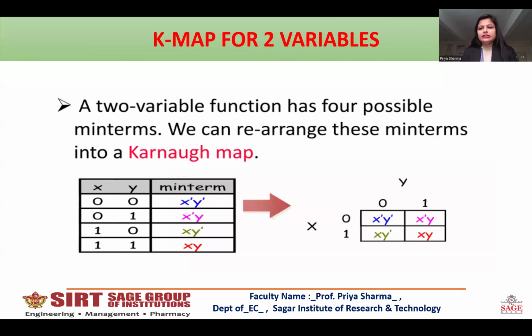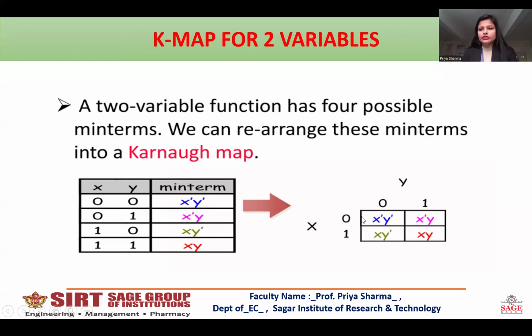First of all, we'll discuss solving the K-map for two variables, how to make it. A two variable function will have four possible minterms. We can rearrange these minterms in the K-map as x bar y bar, x bar y, x y bar, and xy.